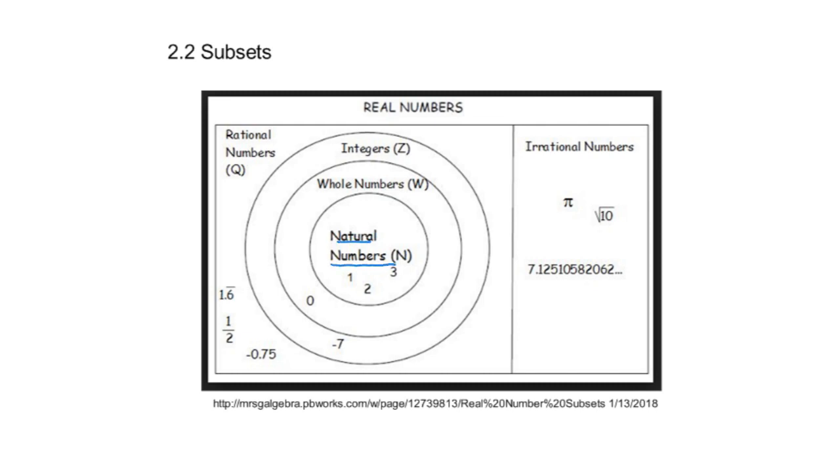Natural numbers are included within the whole numbers. Whole numbers are included inside of the integers. Integers are included in the rational number set. So these are considered subsets. When something is contained within another set, it's considered a subset.